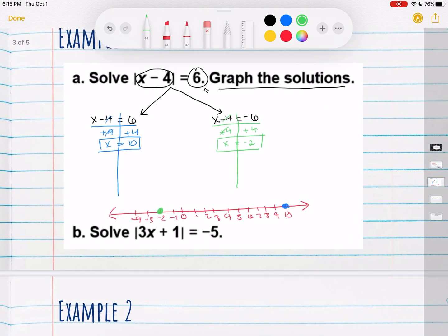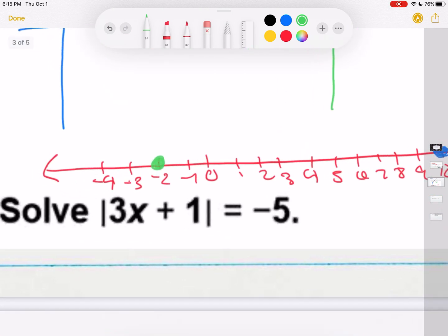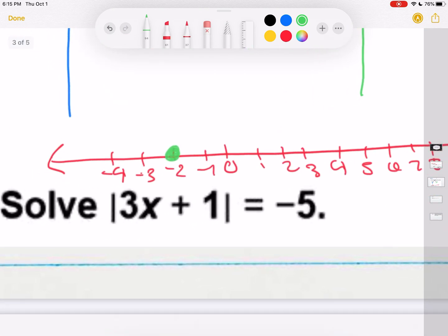Next, I'm going to solve the absolute value of 3x plus 1 equals negative 5. Well, the first step in any absolute value equation is I'm going to check what's over here, right? Once I have an absolute value equals something, I'm going to check the right side. Well, that's negative 5.